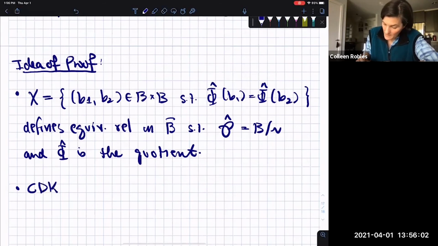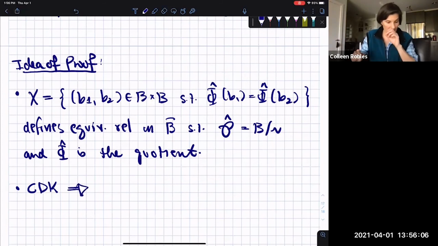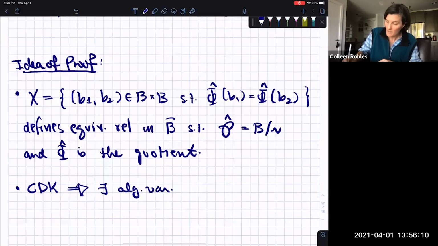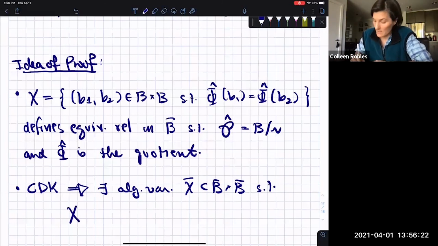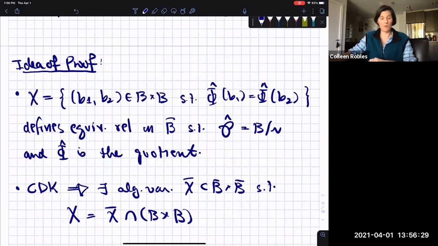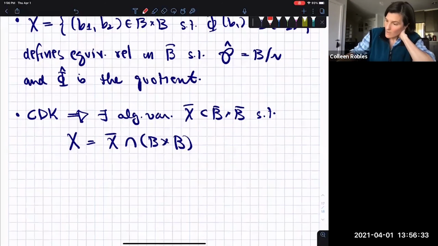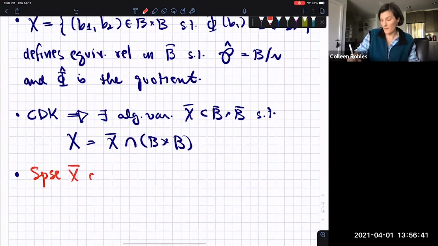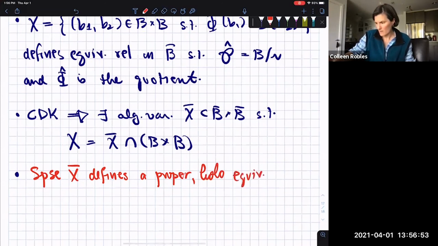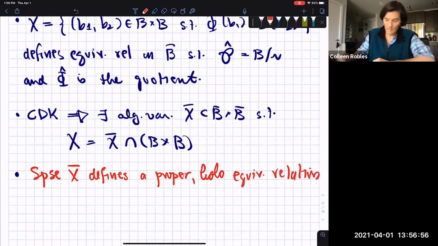Now, the result of Cattani, Deligne, and Kaplan from '95 tells us that there exists an algebraic variety, X bar contained in B bar cross B bar, so that this equivalence relation is algebraic in the sense that it's cut out by this X bar over B cross B. Okay, so now suppose that this X bar defines an equivalence relation that is two things, a proper holomorphic equivalence relation on B bar.